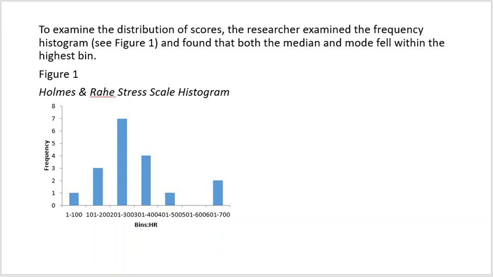So to examine the distribution of scores, the researcher examined the frequency histogram and found that the mean, the median, and the mode all fell within the highest bin. And so here I'm using a figure to really reveal the histogram for the readers to also see.